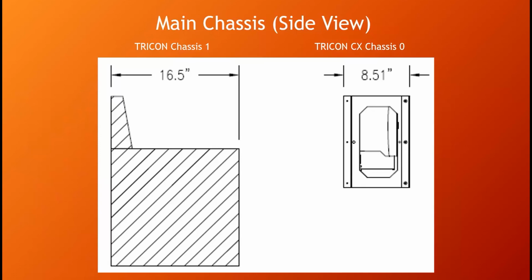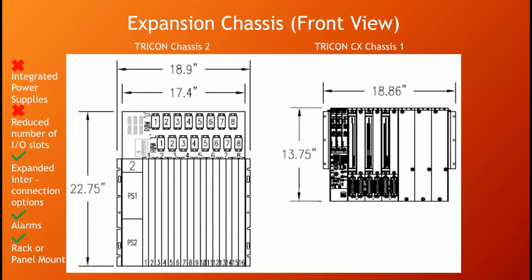And here's a side view of the main chassis, and you can tell that the Tricon CX is considerably more shallow and has a smaller footprint than the main chassis of the Tricon. So here we have the expansion chassis, and you'll notice on the Tricon you also have the integrated power supplies, whereas the CX does not. However, the Tricon is able to connect with other chassis through serial connection, unless you have an RXM, which you could use fiber. That's a different type of chassis.